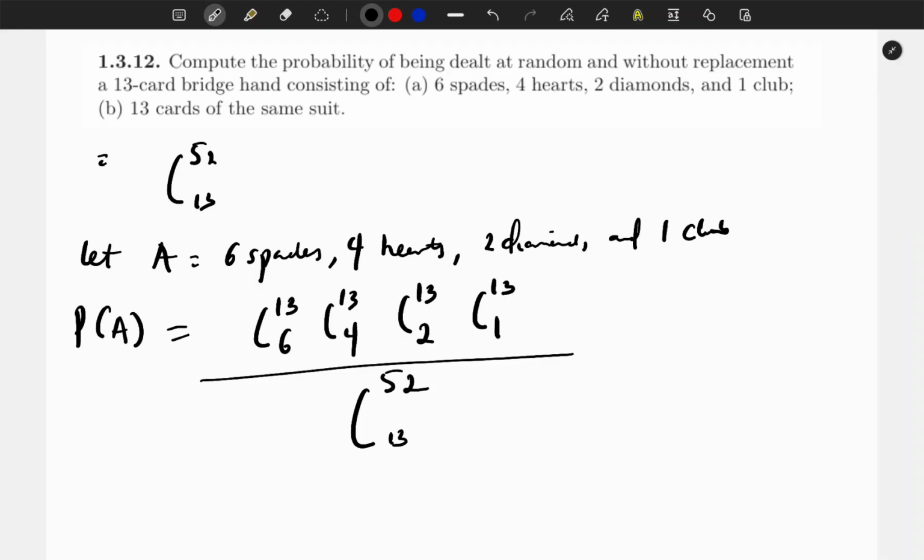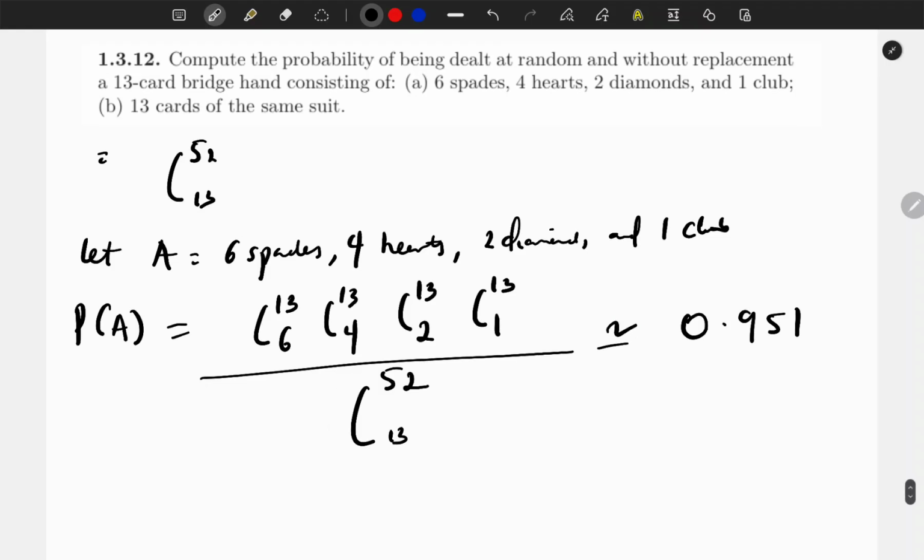If you compute this, that should give you something approximately 0.951. So you can try to confirm the results.